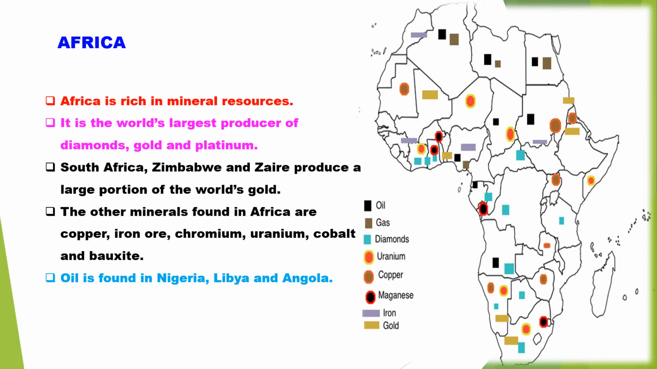whereas mineral oil, petroleum, is found in Venezuela, Argentina, and Colombia. And when you come to Africa, you all know that Africa is rich in mineral resources. You would have heard about South Africa, which has the largest deposits of gold, and you would have heard about Libya, which has very good iron ore. South Africa and Zaire produce a large portion of the world's gold, and it is the world's largest producer of diamond and platinum. In Africa, mineral oil is also found in Nigeria, Libya, and Angola.